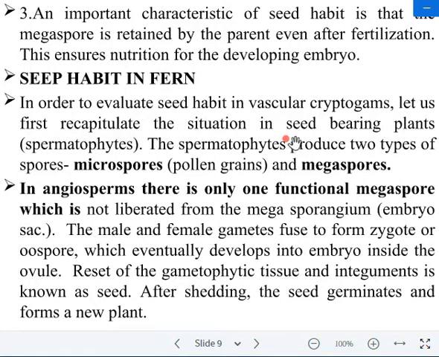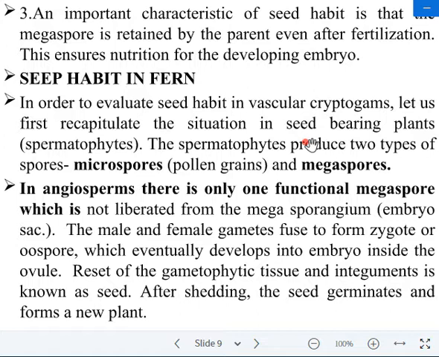recapitulate the situation in seed bearing plants. The sporophytes produce two types of spores, microspore and megaspore. So this one character of the fern closely resembles the seeded plant. The production of two different types of spores, one the microspore and the other the megaspore, represents the similarity to the seeded plant. So production of the two different types of spores is the characteristic feature of the seed plant, and in heterosporous fern it has been reported that there is production of two different types of spores.